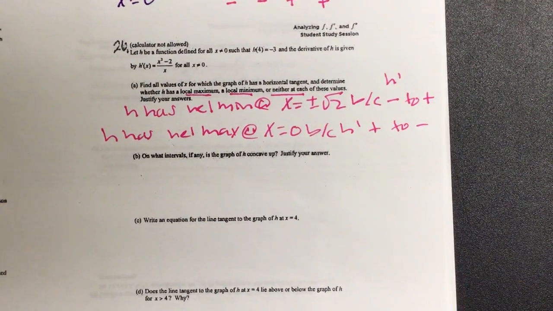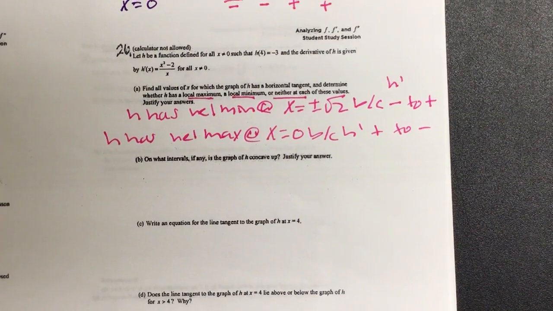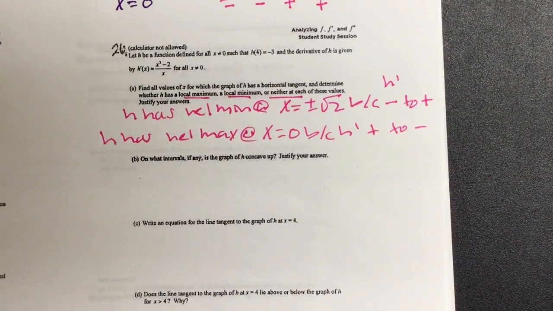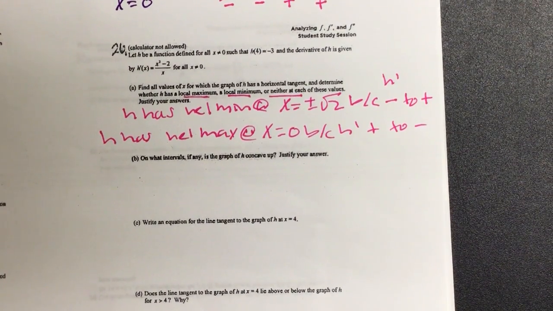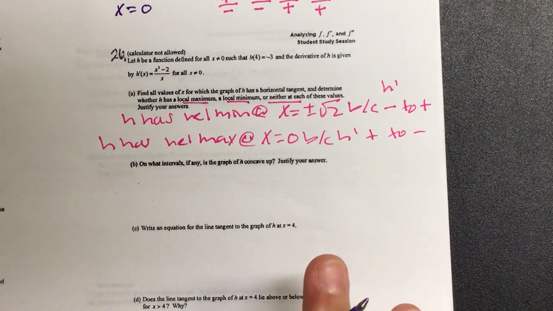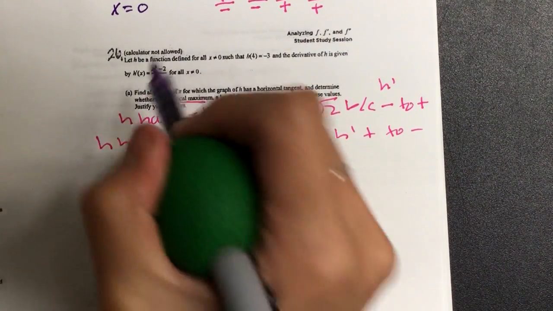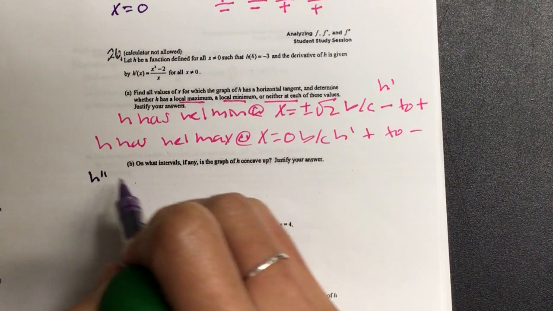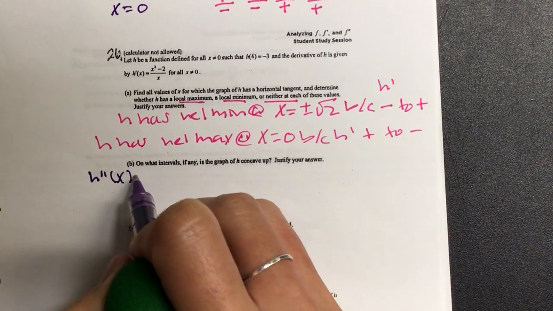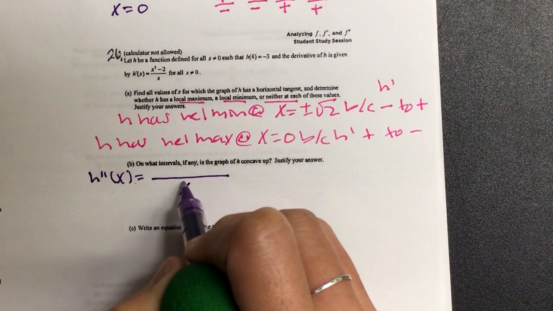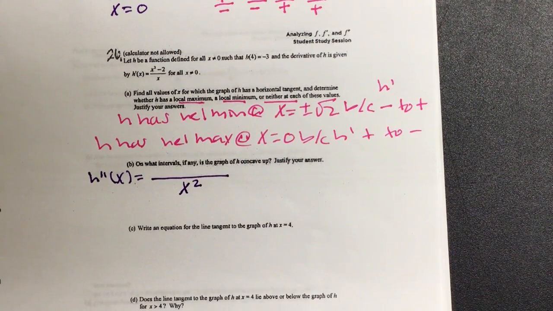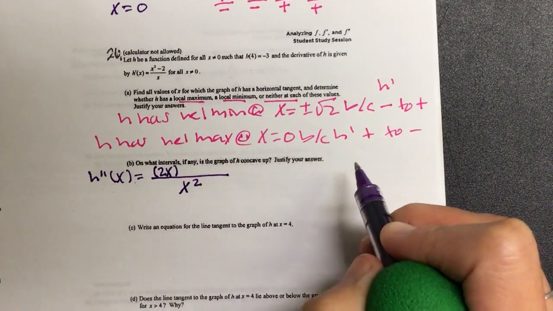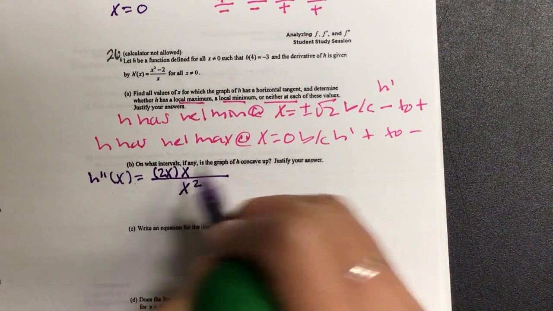All right, on part B, Abigail, let's read. On what intervals, if any, is the graph of h concave up? Justify your answer. So we're looking at points of inflection here. Our point of inflection comes from our double prime, so we'll need to find the double prime of this one. So let's apply our quotient rule. h double prime of x: we know the bottom is automatically whatever squared. So let's recall, we derive the top, which is 2x, we keep the original bottom, which is our x.